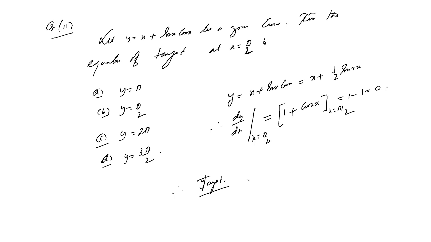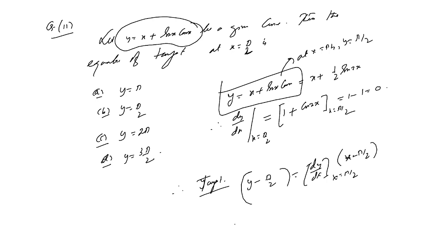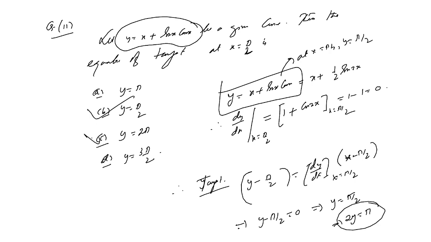Obviously at x equals pi by 2, what should be the value of y? At x equals pi by 2, the value of y equals pi by 2. So y minus pi by 2 equals dy/dx at x equals pi by 2 times (x minus pi by 2). That will be the tangent. So that means y minus pi by 2 equals 0, or y equals pi by 2. In the question paper, it is given as 2y equals pi in that format. So here y equals pi by 2 is the correct option and all other options are false. Thank you so much.